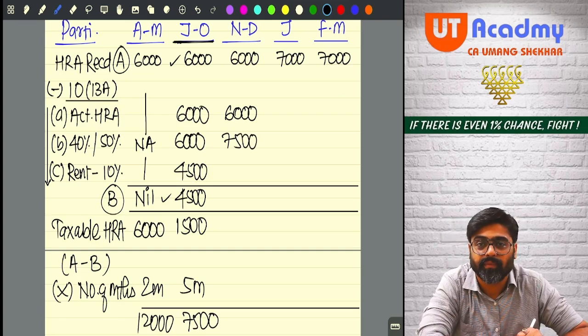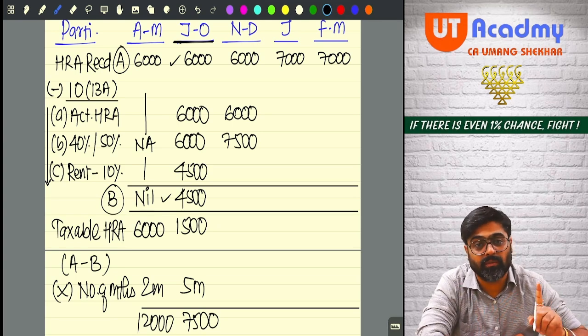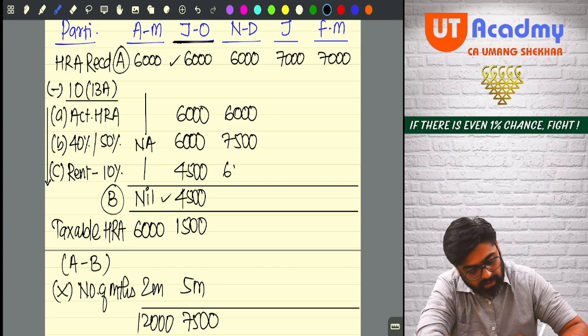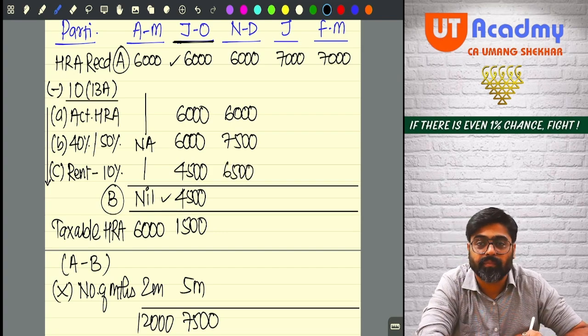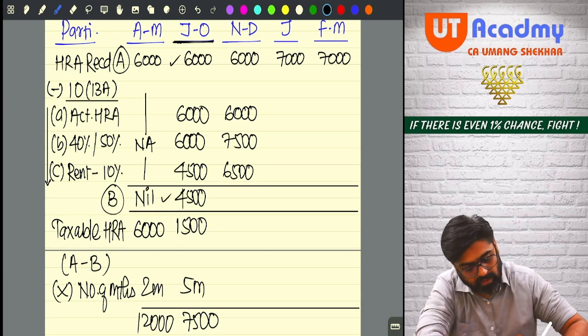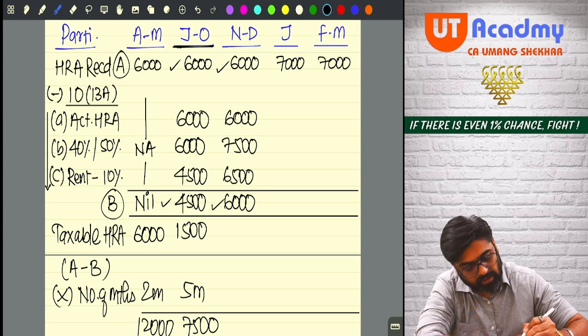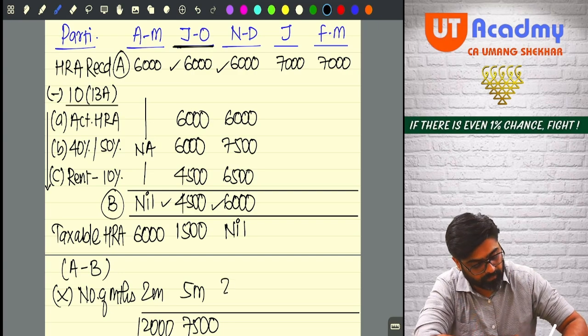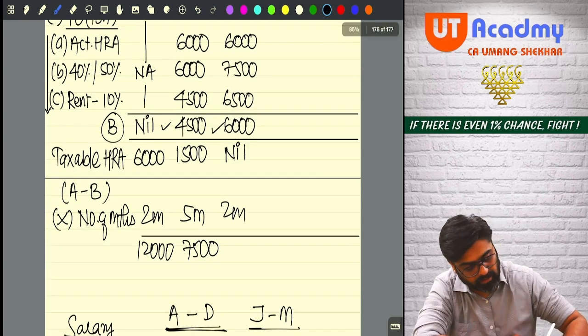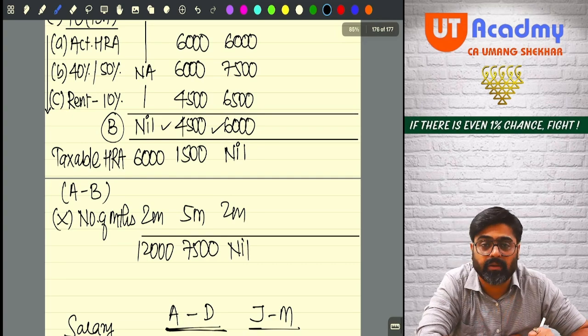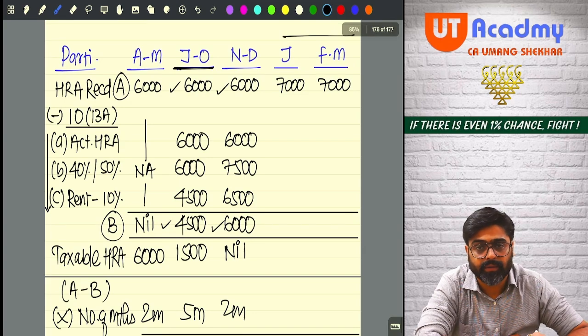Understanding? Rent paid is 8,000 in Delhi. And 10% of salary will be 1,500. So 8,000 minus 1,500 will give me 6,500. A, B, C, whichever is lower, 6,000. So out of this, 6,000 is exempt. How much is taxable? Nil. Nothing is taxable for 2 months, November and December. So taxable HRA for November and December will be nil.